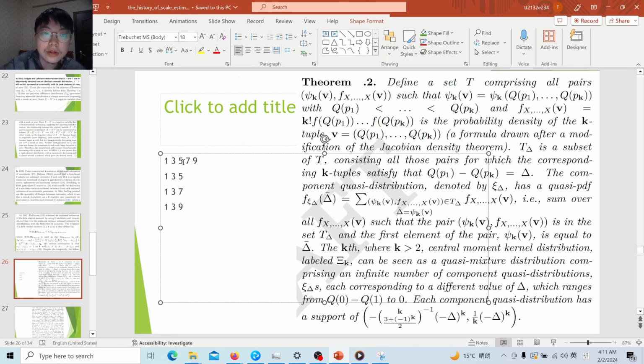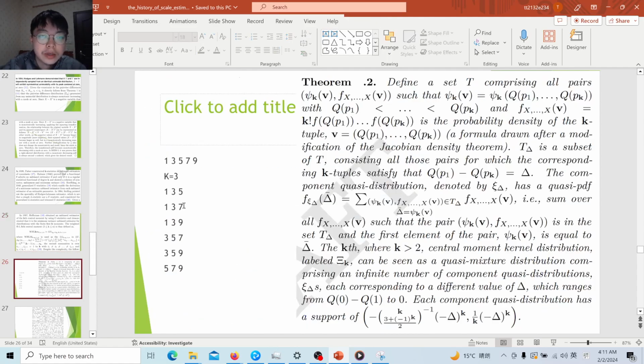And then another possibility is if k is equal to just, we can consider the second central moment. Okay, 7, 3, 5, 9. Okay, 5, 7, 9, and all these pairs. The first is the 5, and we compute by plugging these pairs into the kernel function. And then there is a result.